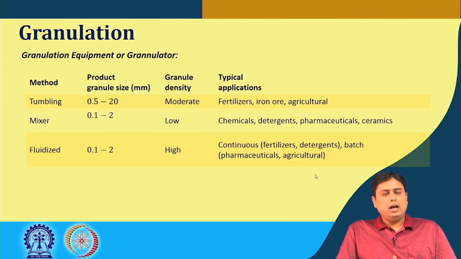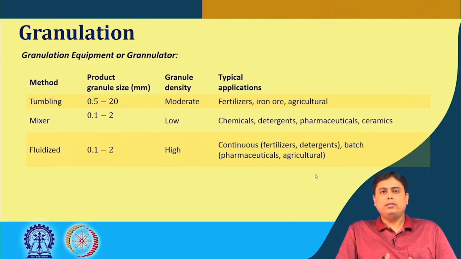So, these are the steps in the granulation that we have gone into in detail. Now, we will quickly look at an overview of a couple of granulators. The most commonly used granulators can be categorized into these three forms: the tumbling granulator, mixer granulator and fluidized bed granulator.